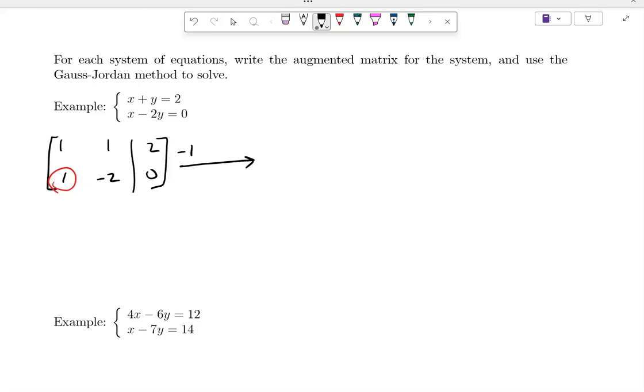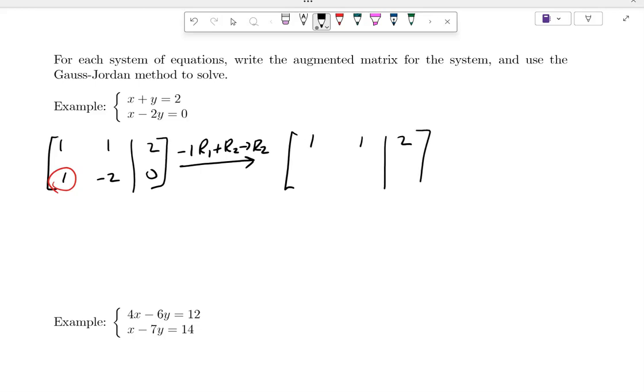-1 times which row? Row 1. Add it to row 2. Replace row 2. Right? Remember, to get your zeros, always work off of the leading one you just found. Okay. Does that change the first row? No.